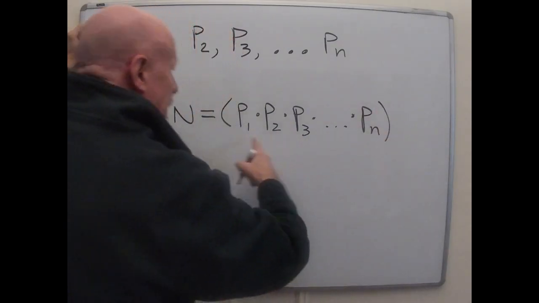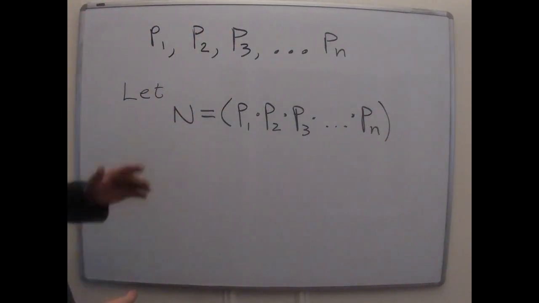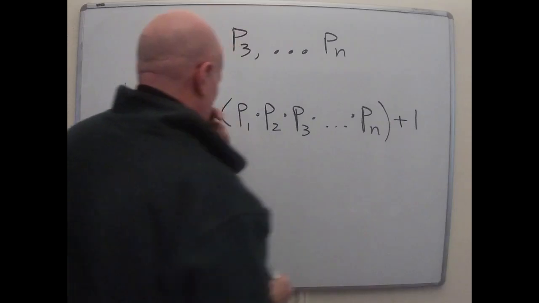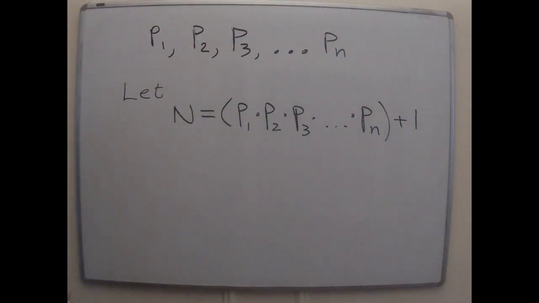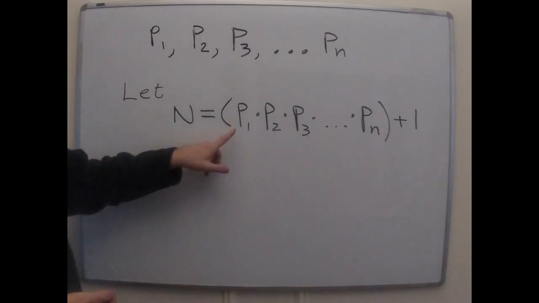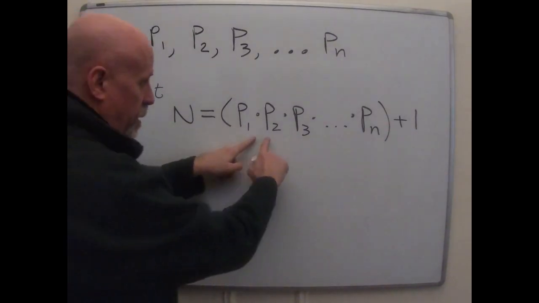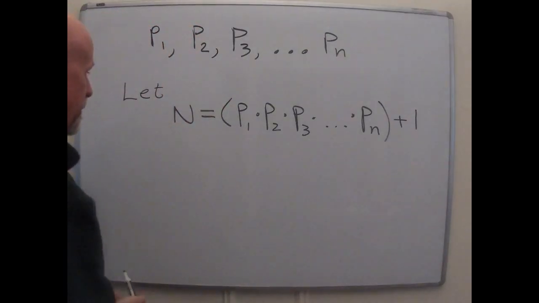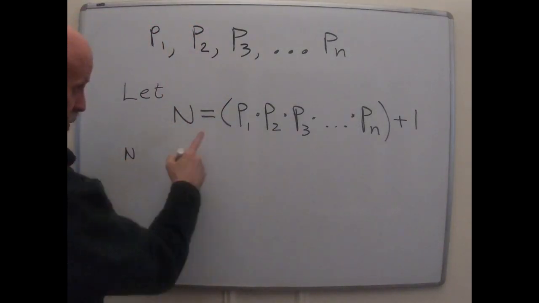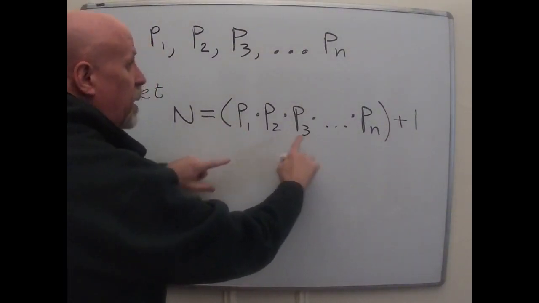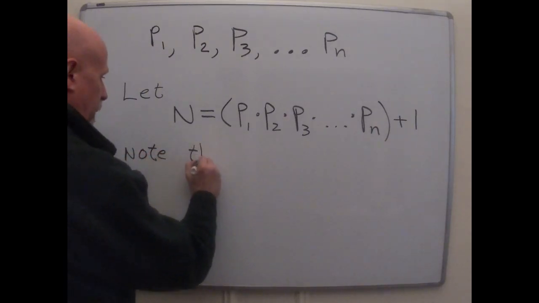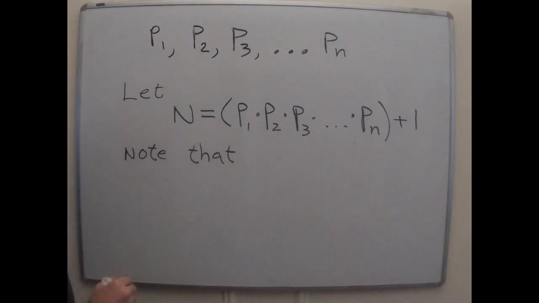And that is a highly composite number. It's the product of all the prime numbers that exist. And then you add 1 to it. That's a number N. Now, what's the deal with number N? Well, if you think about dividing it by p1, p2, p3, all the way up to p_n, this would be the quotient, but there'd be a remainder. And if you divide it by p2, there'd be a quotient of all the other primes besides p2, and then a remainder. And so note that N is not divisible by any of the primes.